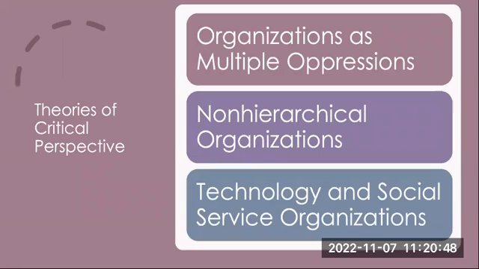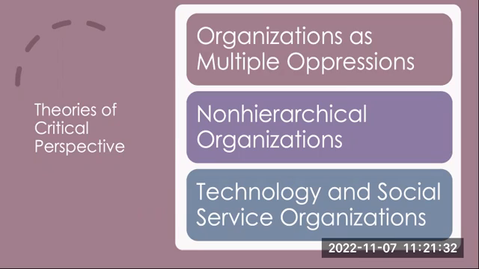Some of the theories of the critical perspective include organizations as multiple oppressions. This poses that organizations are social constructions that exclude and discriminate against categories of people. Oppression happens through a variety of processes, including marginalization, domination and subordination, degradation, ignoring, harassment, invisibilizing, silencing, punishing and disciplining, and violence. Multiple oppressions are usually embedded in organizational life. This is what this theory says.